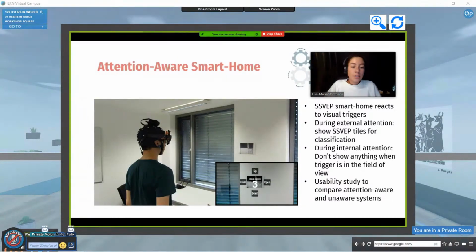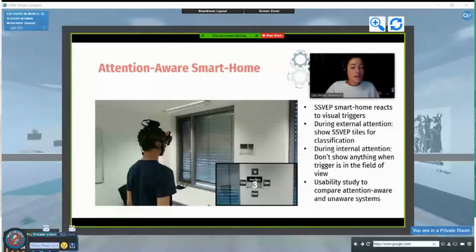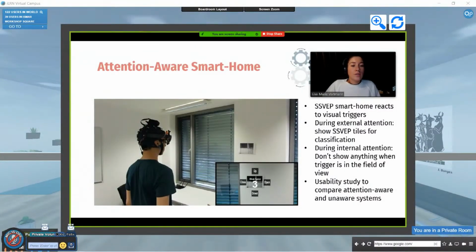We added attention awareness by saying that constantly an attentional state classifier should classify whether the attention was directed internally or externally, and whenever it was directed internally, the system should not react to anything. So if it's internal attention and the visual trigger enters the visual field, nothing should happen. Only if the attention is directed externally. And then we did a usability study where we compared the attention aware version with the attention unaware version.